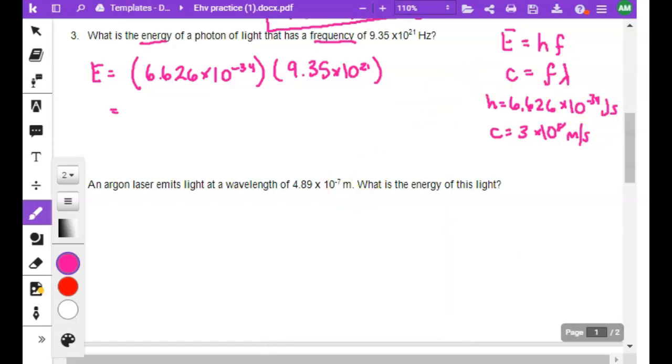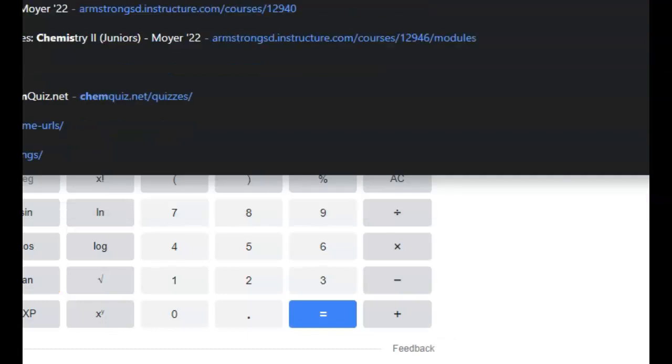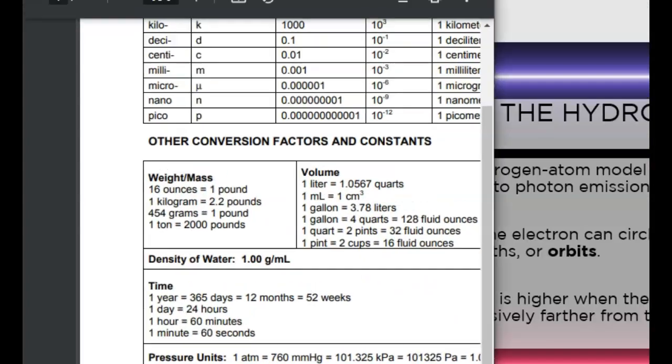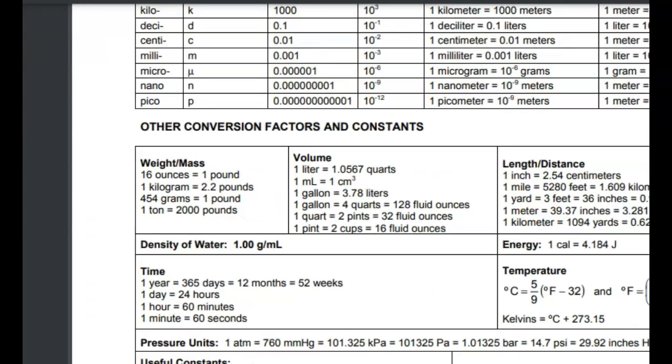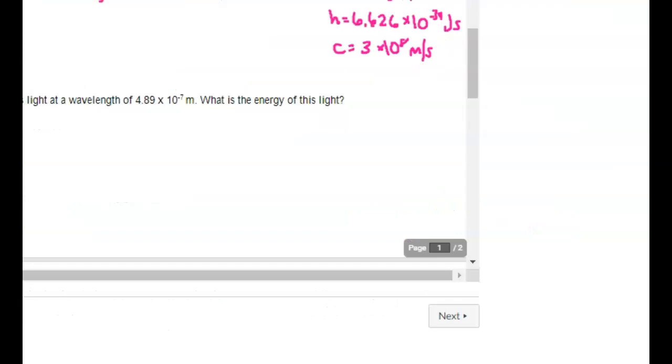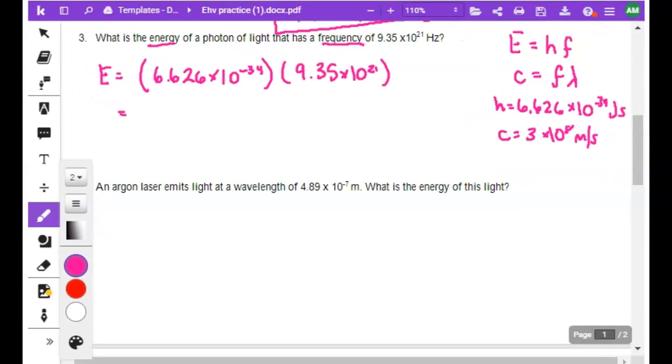I want to show you your conversion sheet. If you look at the bottom right of your conversion table, you'll actually find those two values down there. You have the speed of light, C, and then Planck's constant. They rounded it to 6.63 times 10 to the negative 34th, but the actual value is just rounded up from 6.626. So I misunderstood your question there.